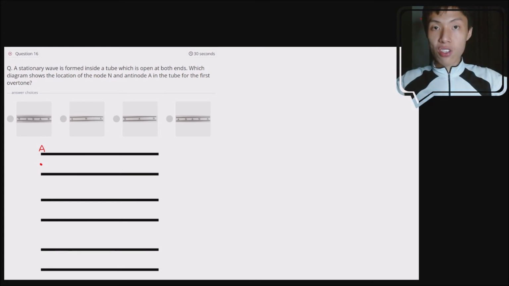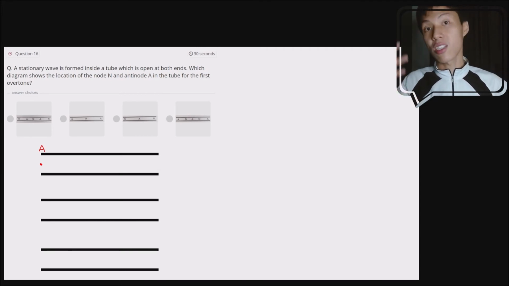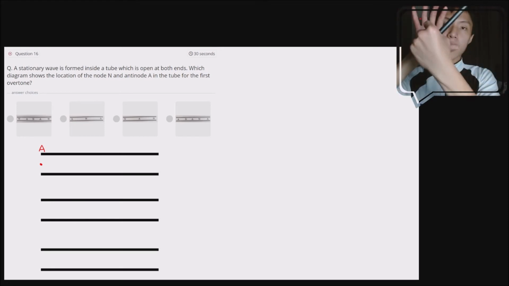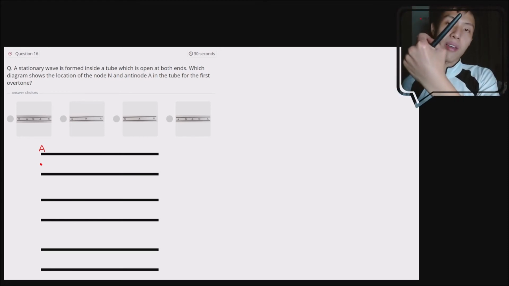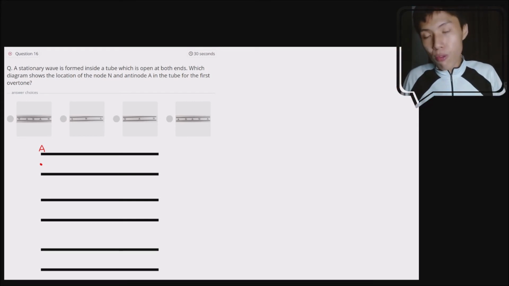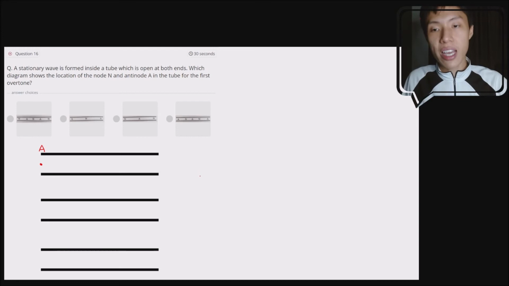If you're looking at the string, the string is usually fixed at both ends, right? If you fix the string at both ends, then the two ends of the string cannot vibrate, right? So in that case, it will be a node. But in this case, if it's a pipe, then your particle is at the end of the pipe. There's plenty of space for it to move, right? So you should expect it to move. So if it's moving, then it should be an antinode.